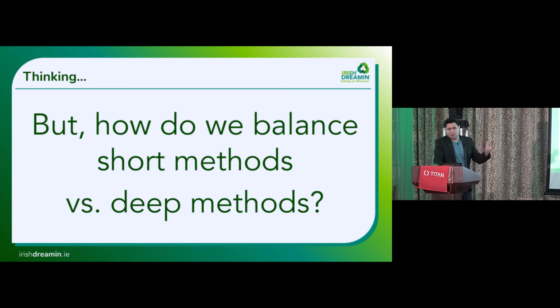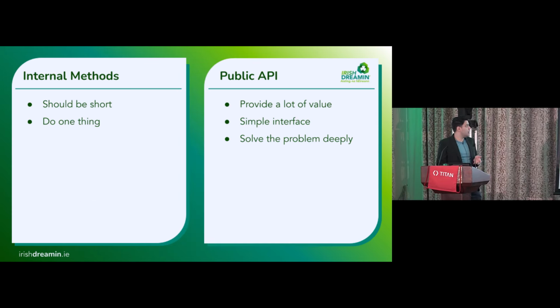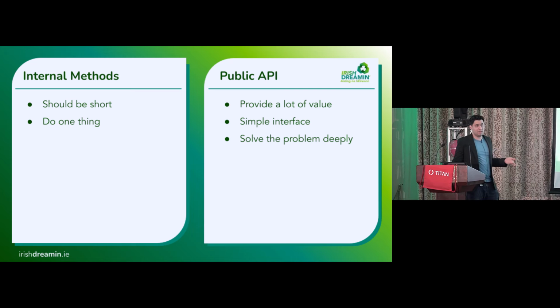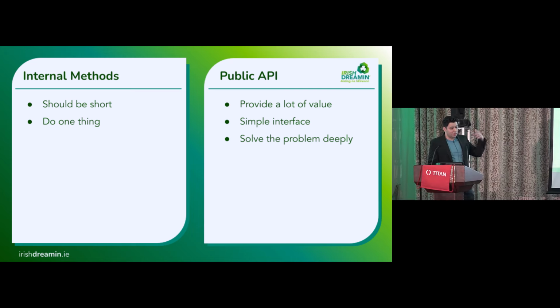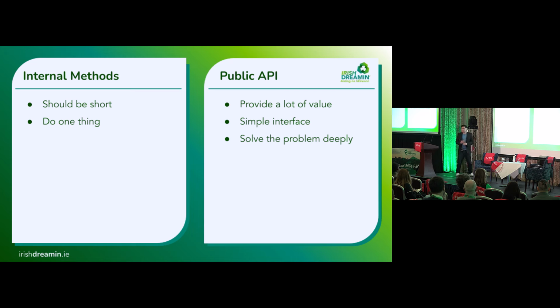Now, but methods should be short, right? So how do we balance this idea of short methods versus going deep and solving the problem completely? Well, there's a difference between internal methods and a public API. Your internal methods, it's okay for them to do one thing, to be very small. But for the public API, meaning what you expose to users, make sure that they provide a lot of value with the simplest interface possible.